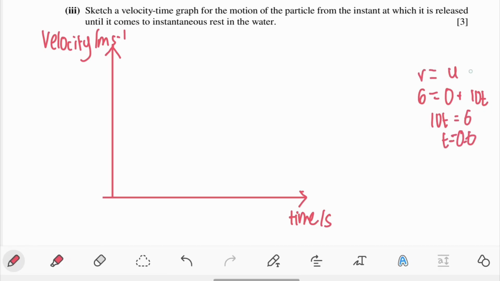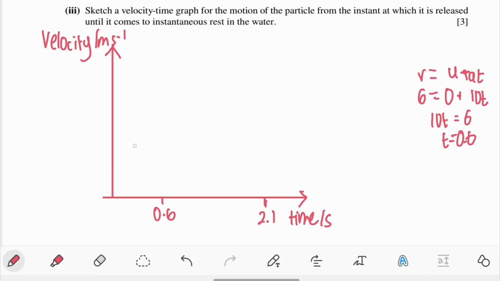This is the equation I used, by the way: v is equal to u plus at. Final speed was 6, initial speed was 0, and acceleration was 10. So 0.6 is when it hits the water. That means we need to put something at 0.6. And the other section lasted 1.5 seconds as we calculated. So if you add 1.5 to 0.6, we get 2.1. So that will be another major point.